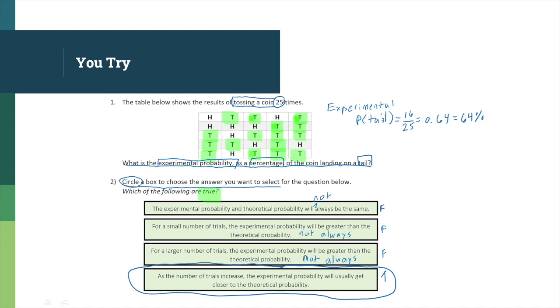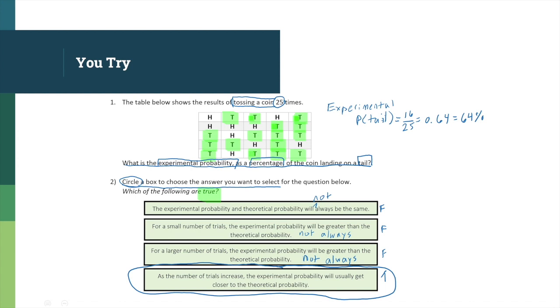So the experimental probability of a tail would be 16, which is your favorable outcomes, out of your total number of trials, which was 25 trials. And 16 divided by 25 gives us 64/100ths. And the question is asking us to convert it into a percent. And so 64/100ths times 100 gives us 64%.